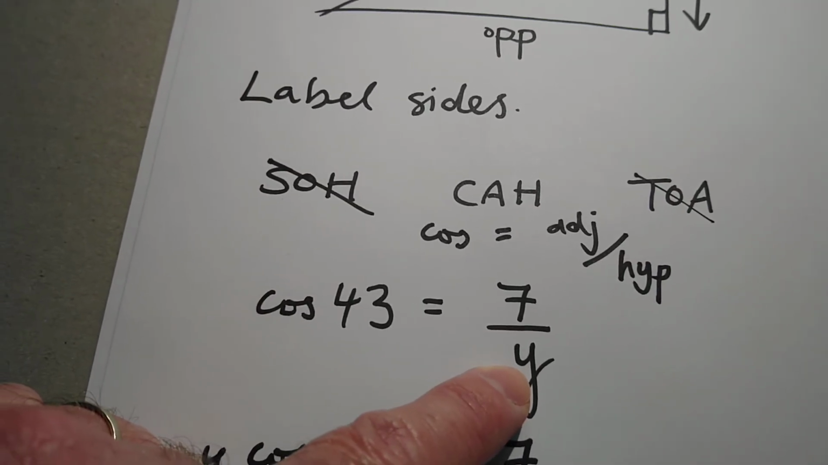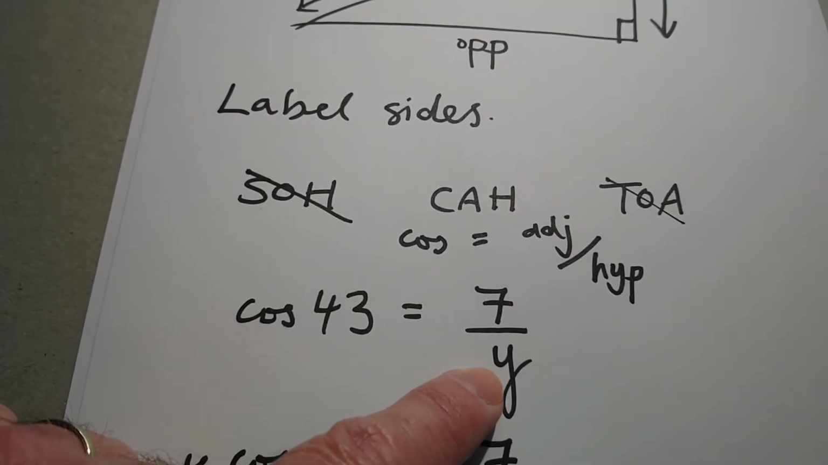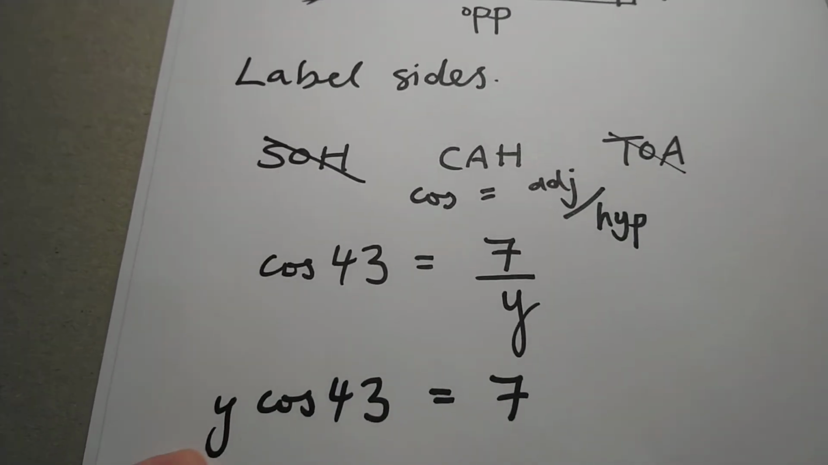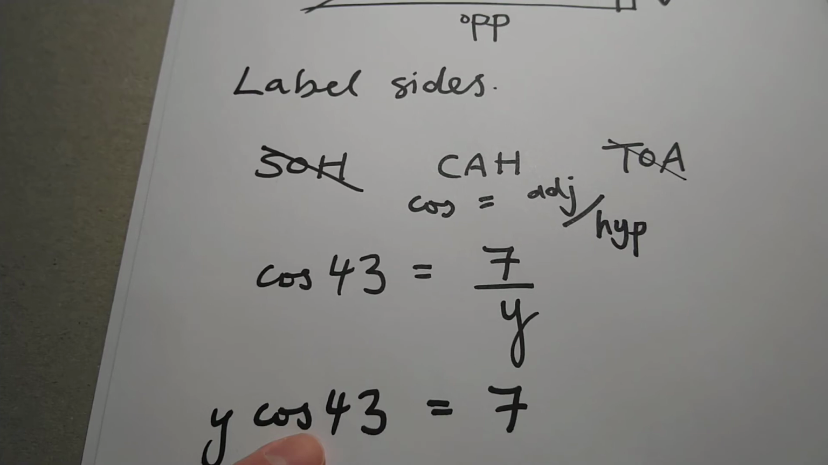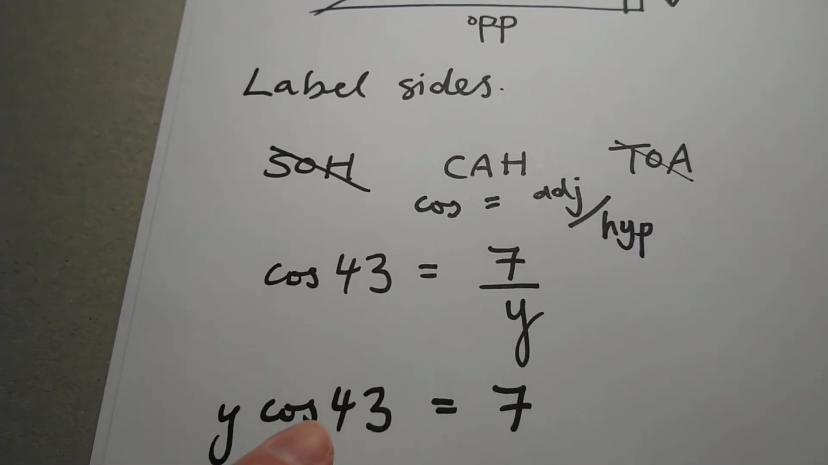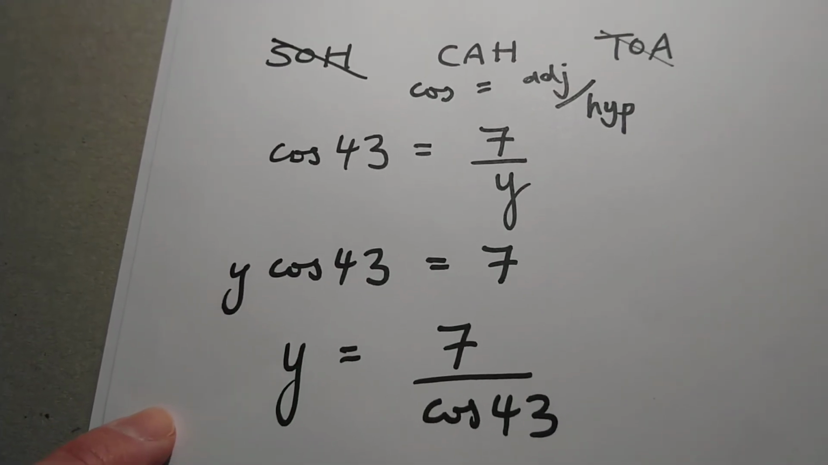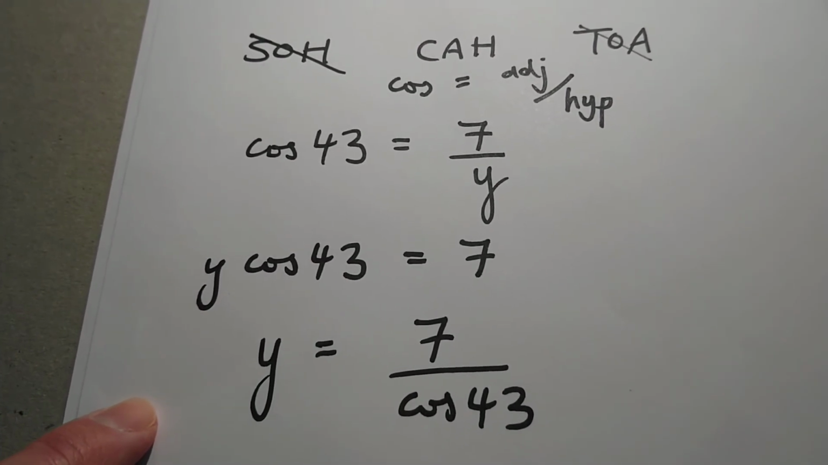Now we need to rearrange the formula, rearrange the equation, so that we make y the subject. So we multiply both sides by y, and that gives us y cos 43 equals 7. And then to get the y on its own, we're going to divide by cos 43. So we end up with y is equal to 7 over cos 43.